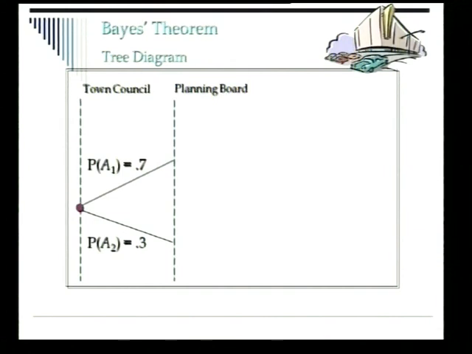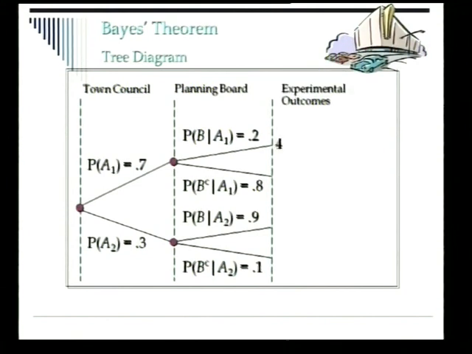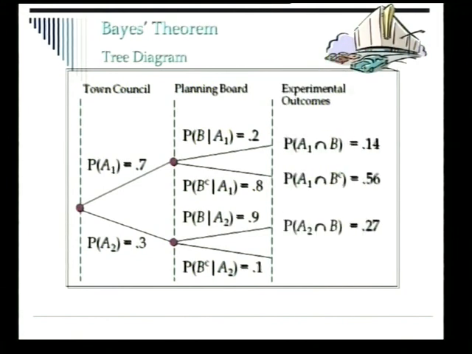We can also see from the tree diagram that the town council either approves or disapproves, and the planning board either has approved or disapproved. Okay, so these are all the cases. So the experimental outcomes are these.